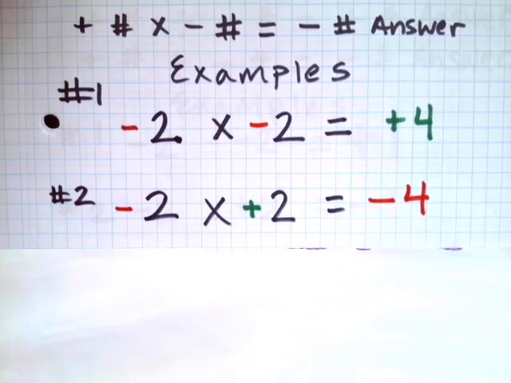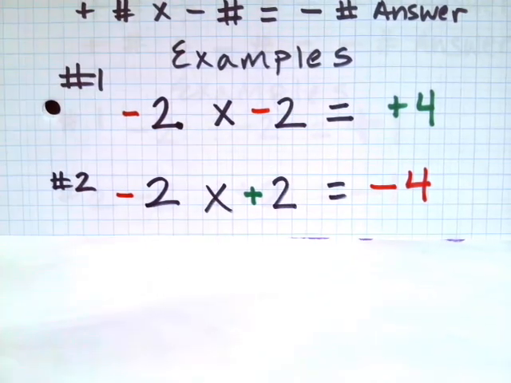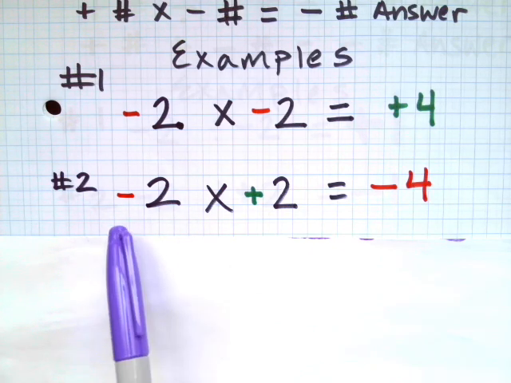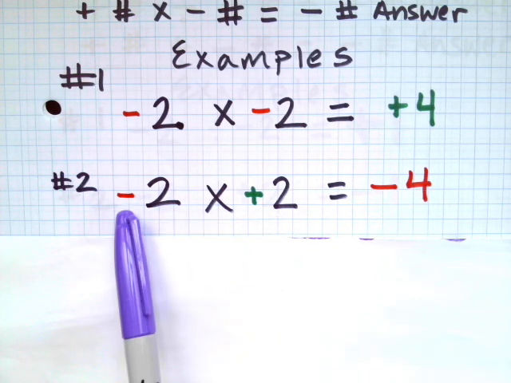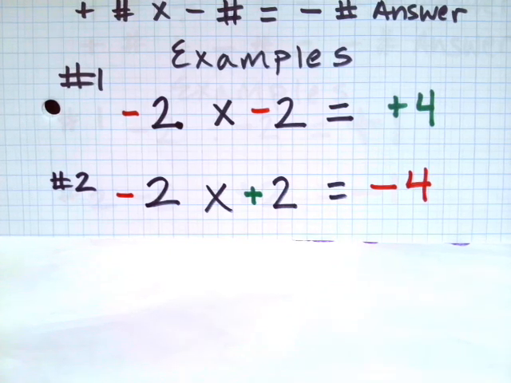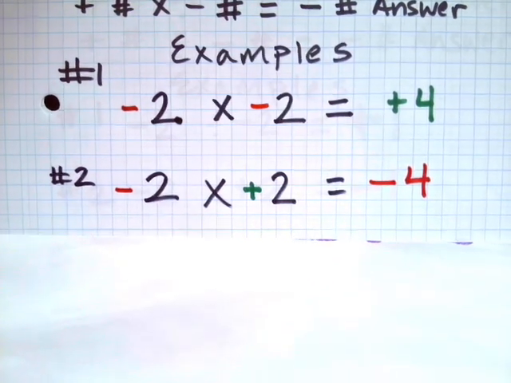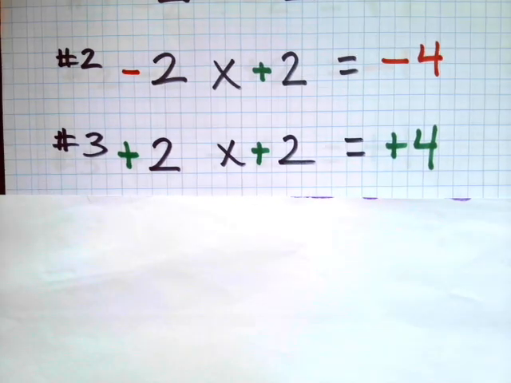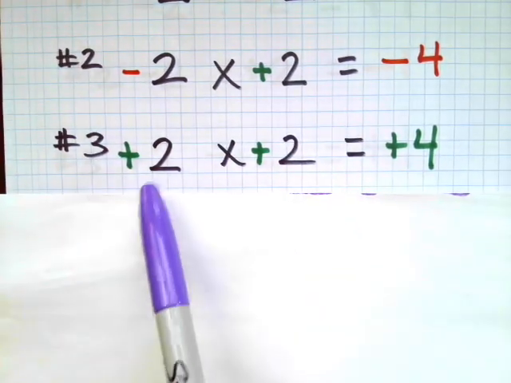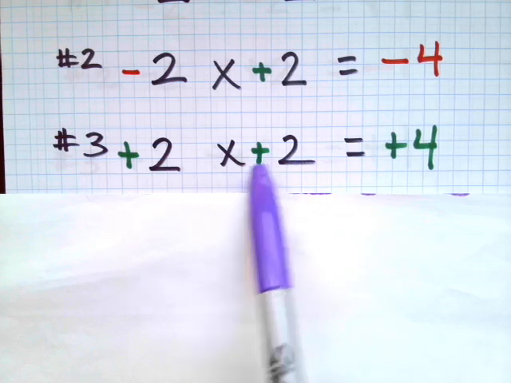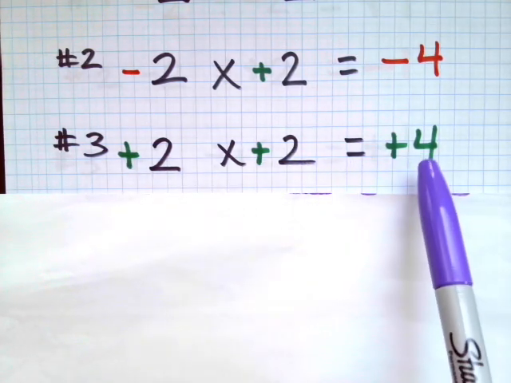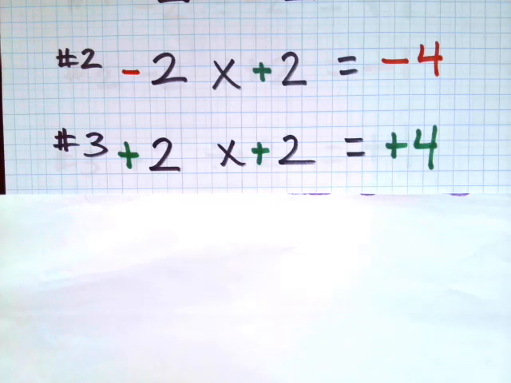Problem number 2. Just one different sign gives you a negative, right? So I know 2 times 2 is 4. I have just one that's different. The answer is a negative 4. So taking a look here at number 3, I have a positive 2 times a positive 2. Same signs here will give you a positive answer. So 2 times 2 is a positive 4.